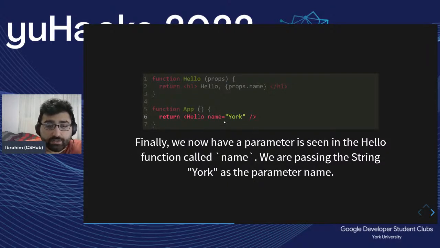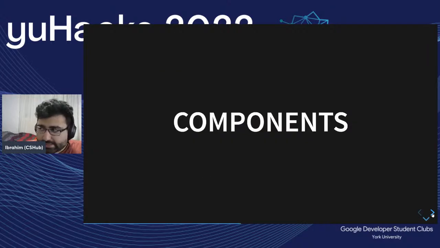Finally, we can see here that while we kept the actual function name, we now have to add name equals York, and this is basically to feed this property key. Okay, cool. So that's our simple function.